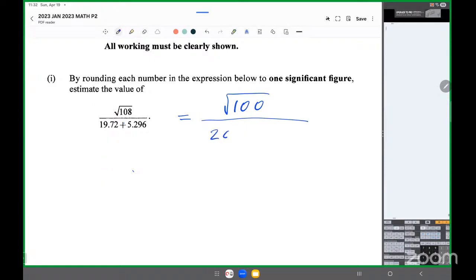Plus, you're correcting this number to one significant figure. So the first significant figure here is 5. This 2 cannot increase that 5. So 5.29 to one significant figure is 5. That's the first thing. You're ready to calculate now. The square root of 100 is 10. This plus this is 25. So we have 10 over 25.